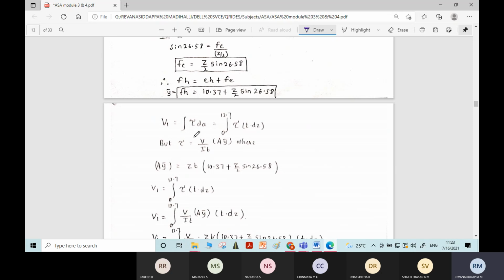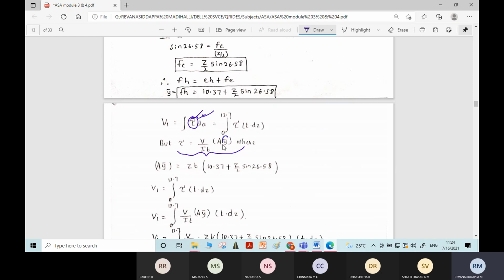Shear force is nothing but multiplication of shear stress and the cross-sectional area. Shear stress multiplied by area will give V1. Again we need this shear stress, which is determined using the basic formula: tau is equal to V by IT into A Y bar.